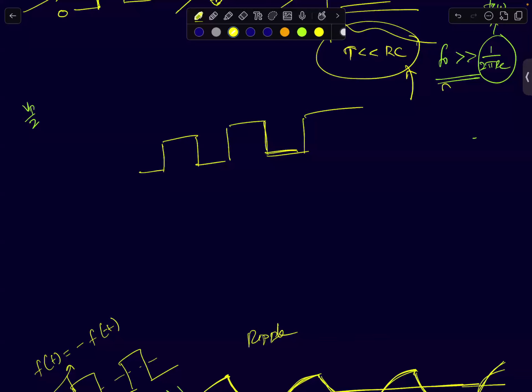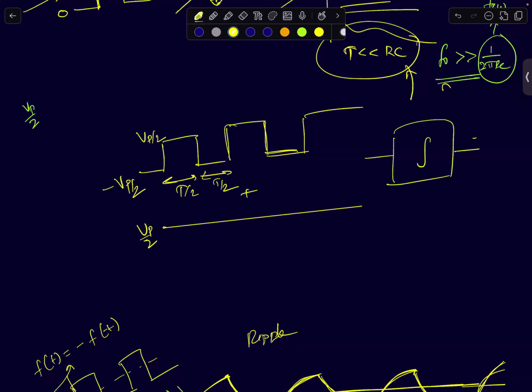If I feed a signal that goes from Vp by 2 to minus Vp by 2, where the on period is T by 2 and T by 2, and I'm going to feed a DC component whose value is V peak by 2 plus this. I'm feeding two inputs to an integrator with some time constant, 1 by RC.